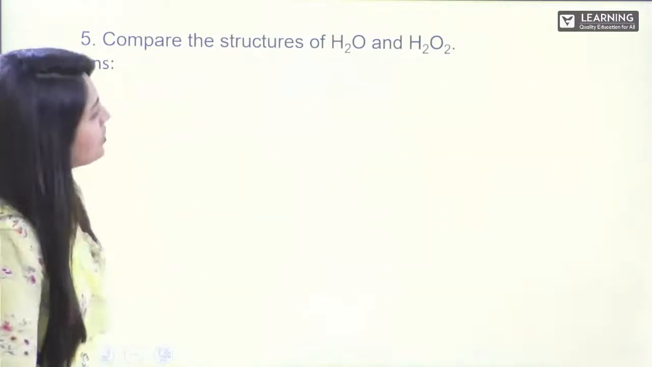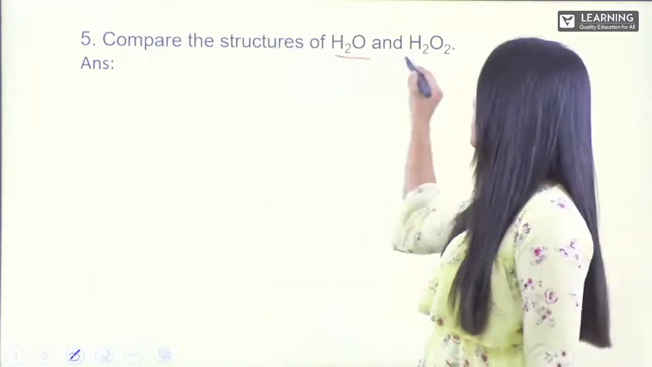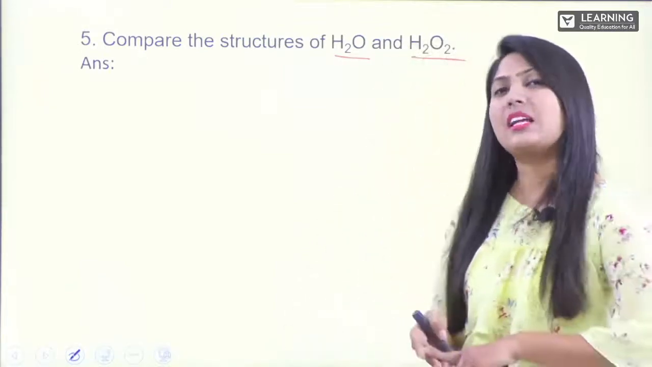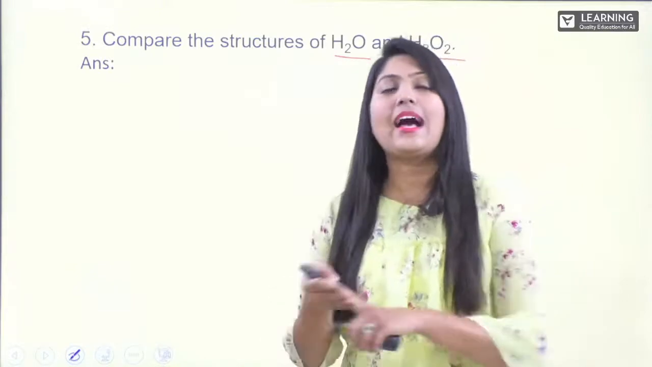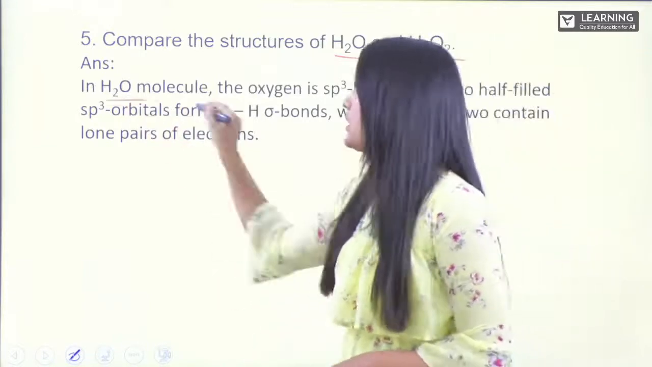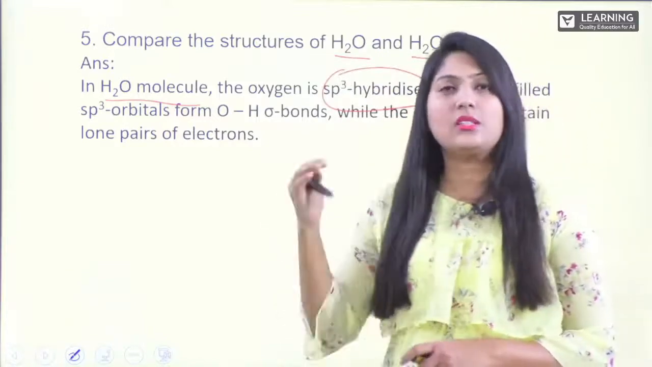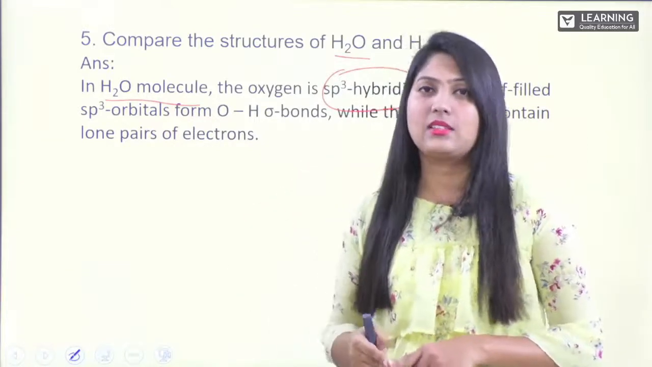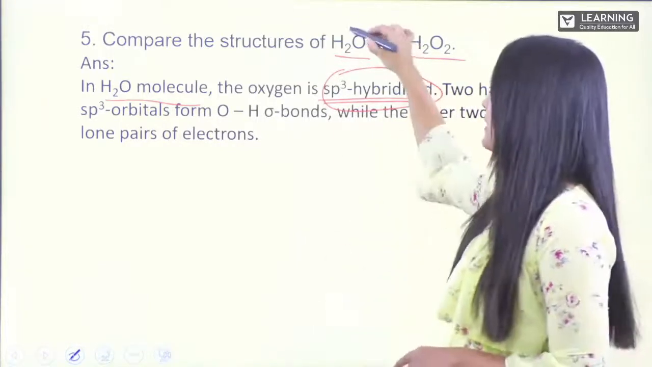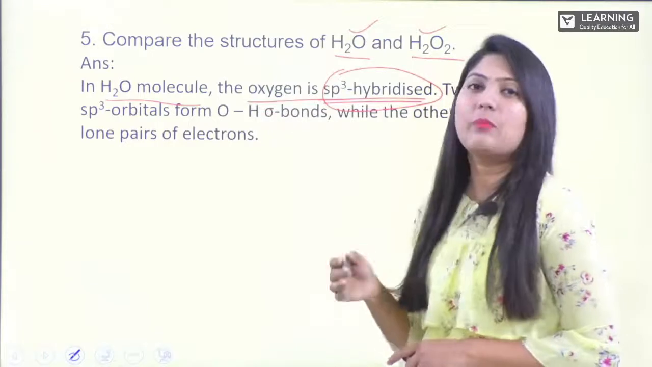Next, compare the structure of the water molecule and hydrogen peroxide. As we have already studied the structure of hydrogen peroxide as well as water, it is easier for you to answer this question, isn't it, students? Yes. In the water molecule, what happens? The oxygen will have sp3 hybridization. This hybridization you will study in your 11th or 12th standard, students. Before that, we'll discuss the water molecule and its basic structure which we have studied. So here oxygen will have sp3 hybridization.